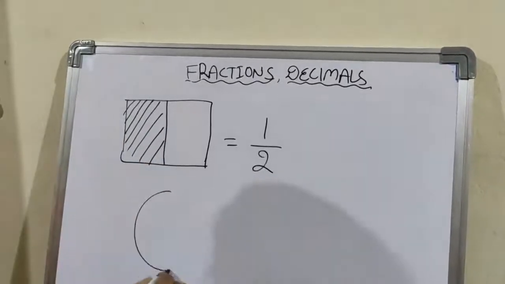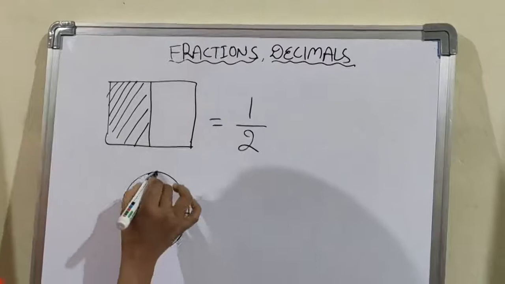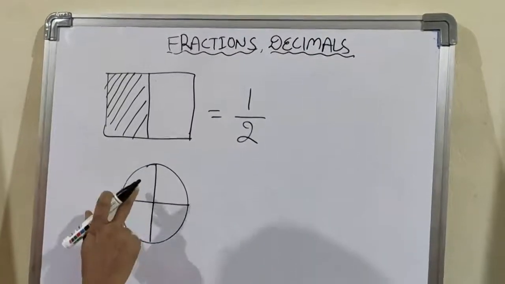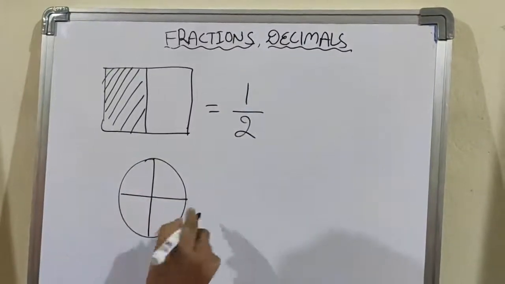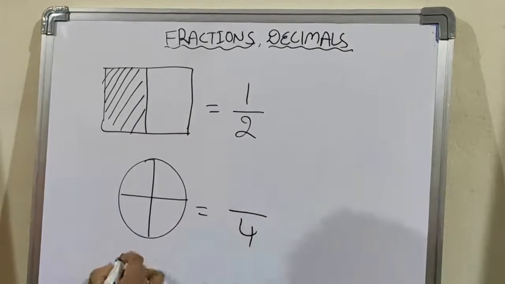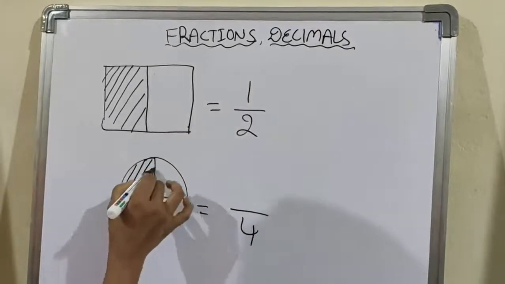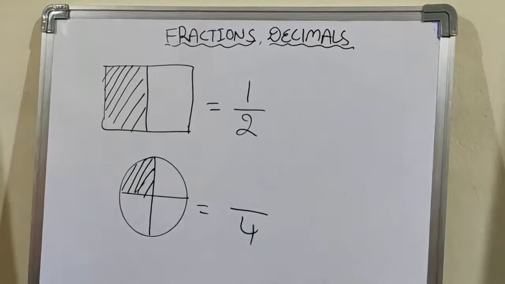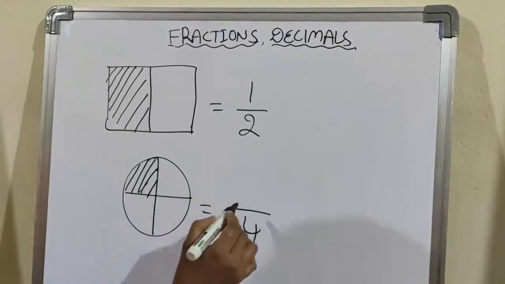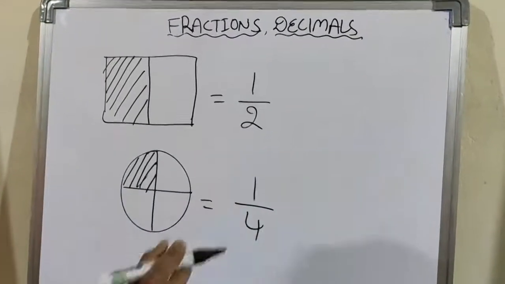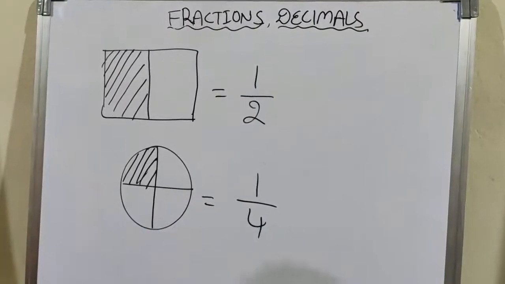And another example. This is a circle divided into 1, 2, 3, 4. 4 parts are divided. How many parts are shaded? One part is shaded. So it is written as 1 by 4. And another example.